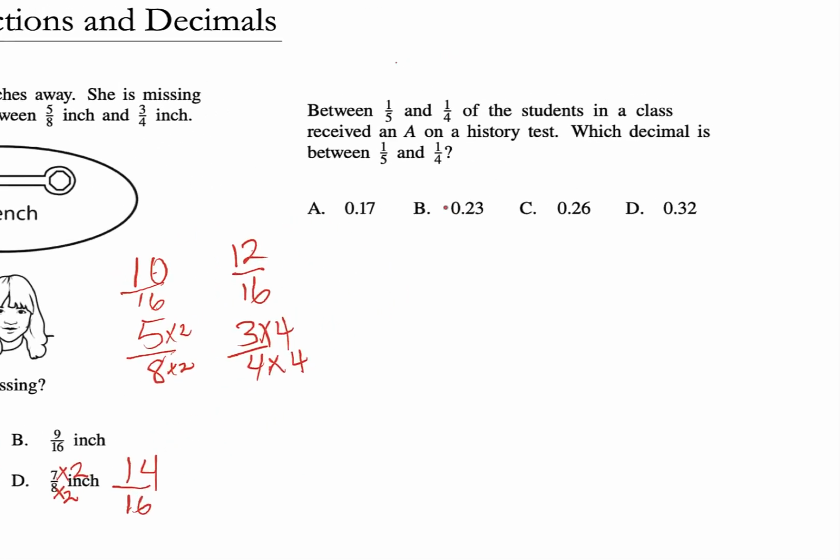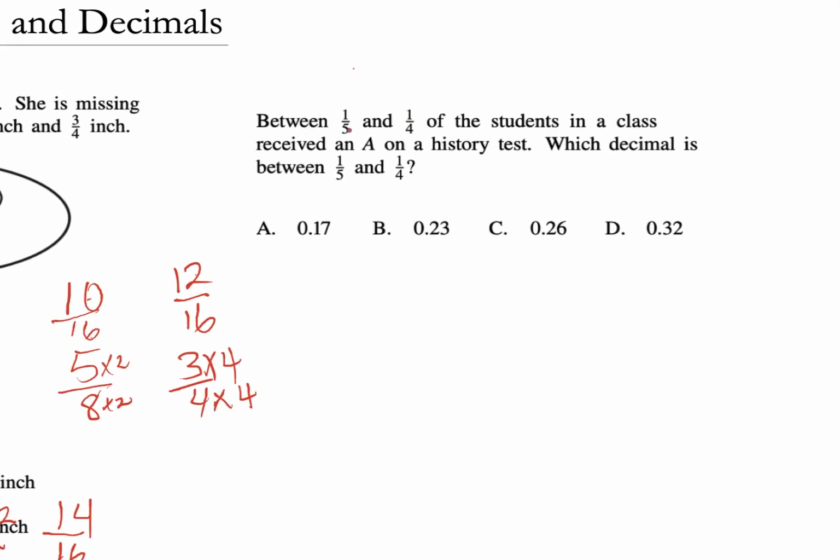This last problem says between 1/5 and 1/4 of the students in a class receive an A on a history test. Which decimal is between 1/5 and 1/4? So in this, notice all your answers are decimals. Nobody changed these decimals into fractions. So I'm going to change these fractions to decimals.